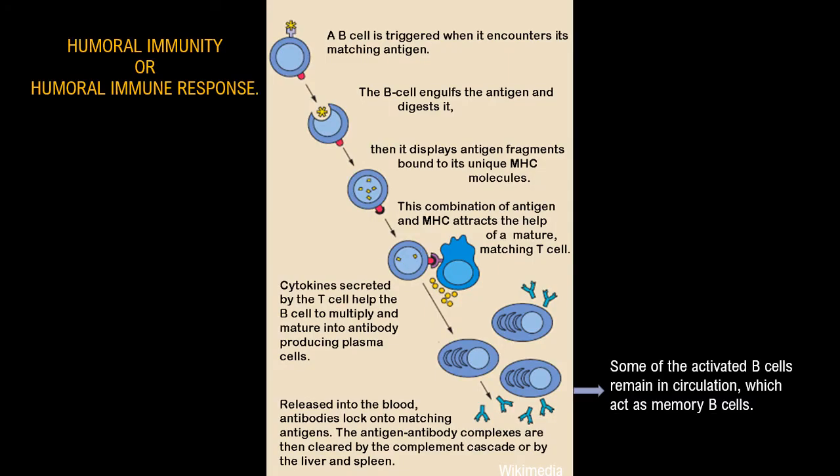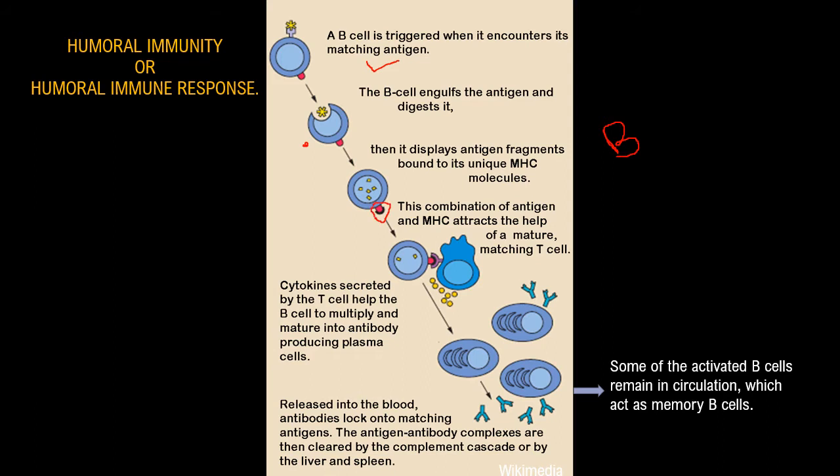How does this happen? First we will see B cells. A B cell is triggered when it encounters a matching antigen. The B cell engulfs the antigen and digests it. Here you can see the B cell has engulfed and digested the antigen. Then it displays the antigen fragments bound to its unique MHC molecules over the surface. Here you can see the fragment is displayed.